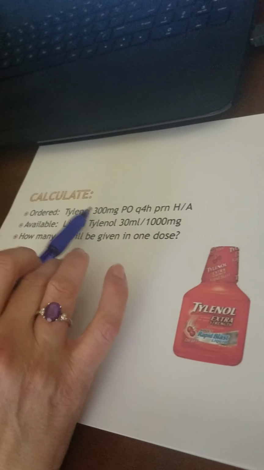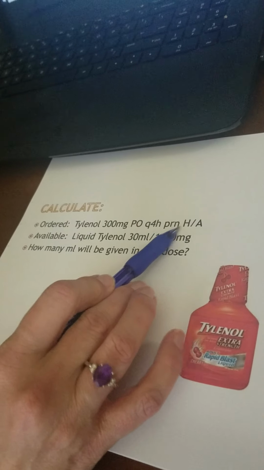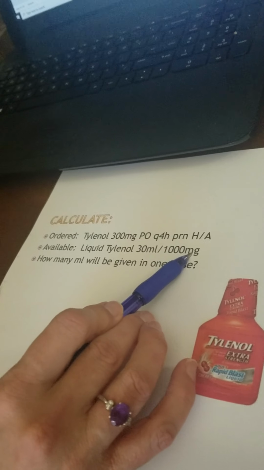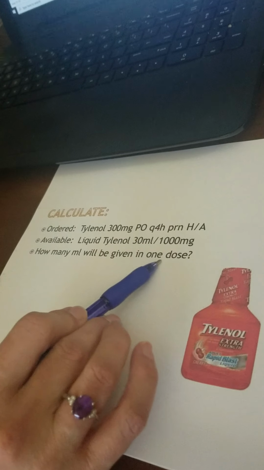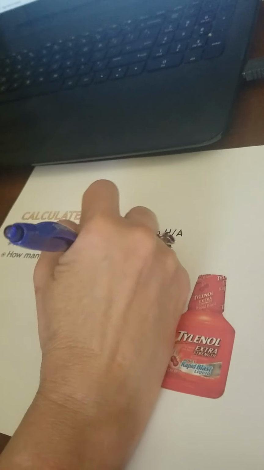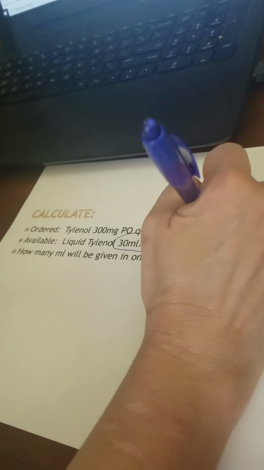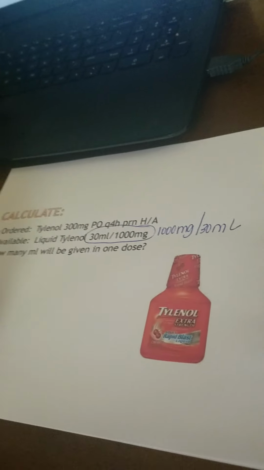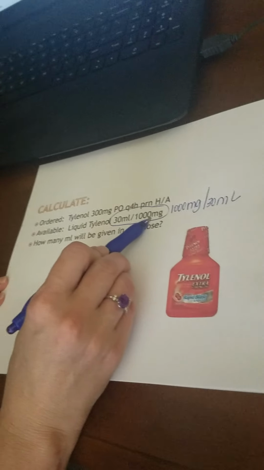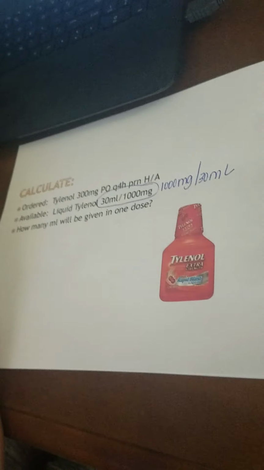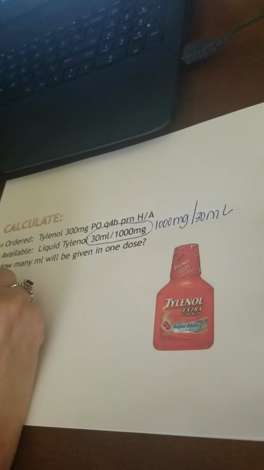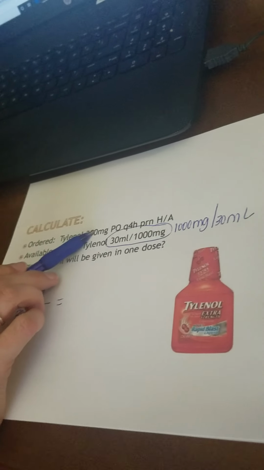Okay? Next, order Tylenol 300 milligrams by mouth every 4 hours as needed for headache. Liquid Tylenol we have available is 30 milliliters per 1,000. How many milliliters will be given in one dose? So this basically is this. I'm just going to write it differently. So we've got Tylenol 300, but we know we have 30 milliliters per 1,000, or 1,000 per 30. So I'm going to write that out first because that's what I know we have. And we need to give 300.